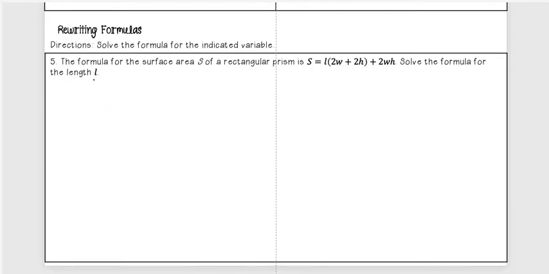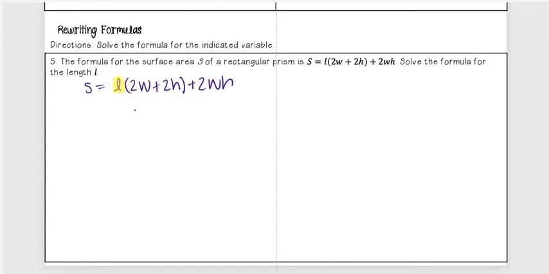So let's rewrite this down here. I have S is equal to L times 2W plus 2H plus 2WH. I want to solve this for L. So everything else I'm treating just like a number. Okay, so this looks a little bit more complicated, but it's actually not going to be too bad.